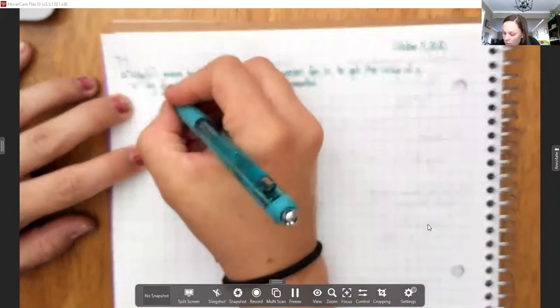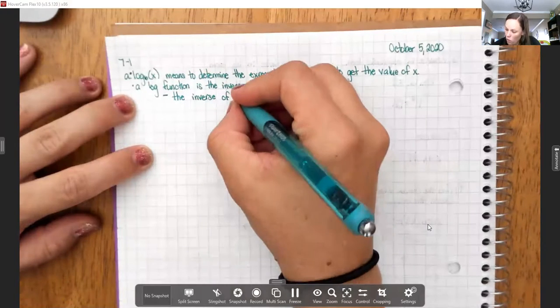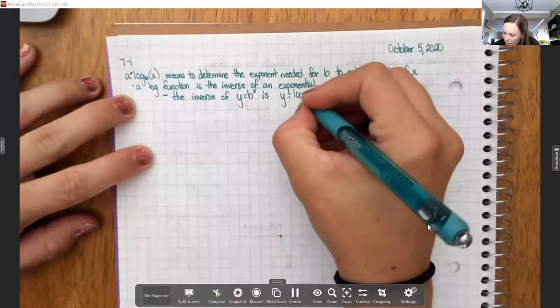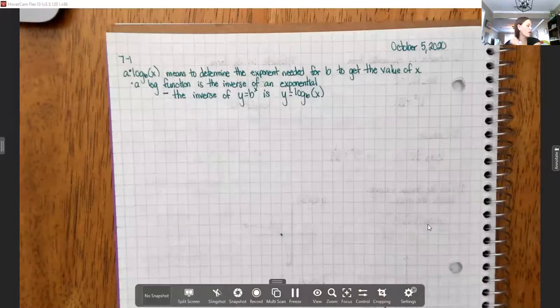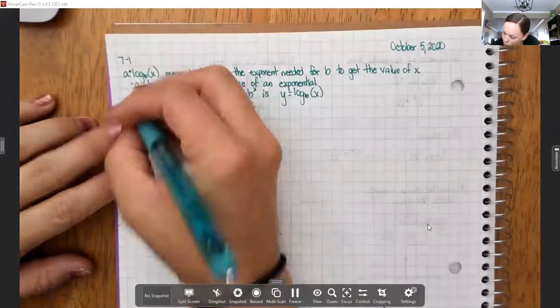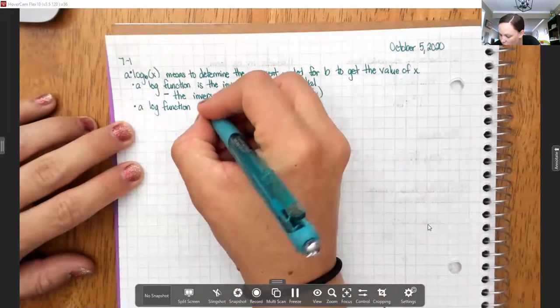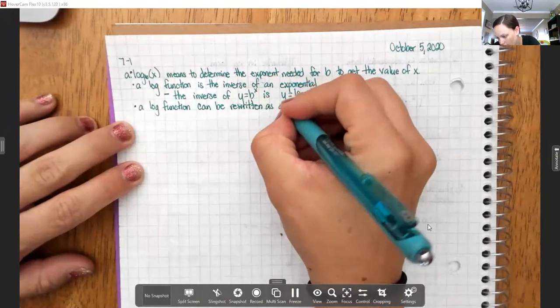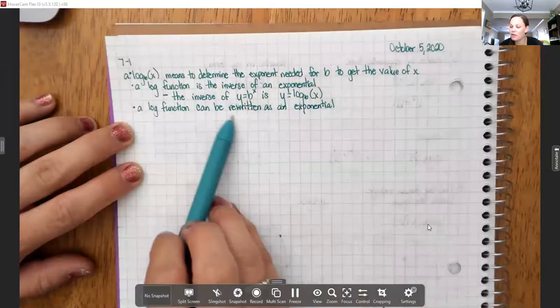So kind of underneath that, the inverse of y equals b to the x is y equals log base b of x. Those are inverses. Not to be confused with how we're going to rewrite them. A log function can be rewritten as an exponential too. So not only are they inverses, but they can also be rewritten as an exponential.